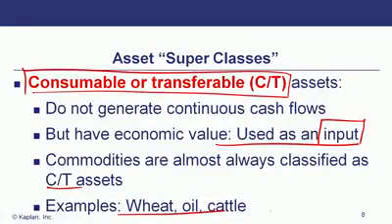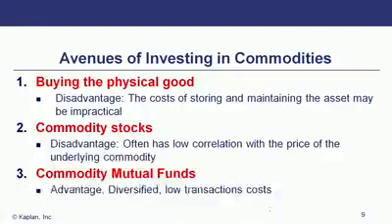Some people would put gold in here because gold is used as an input in some places, although it's certainly fading in the modern world. Anyway, so these would be CTs, and this is really what we're talking about here in terms of asset superclasses. So how do we invest in these CT assets?